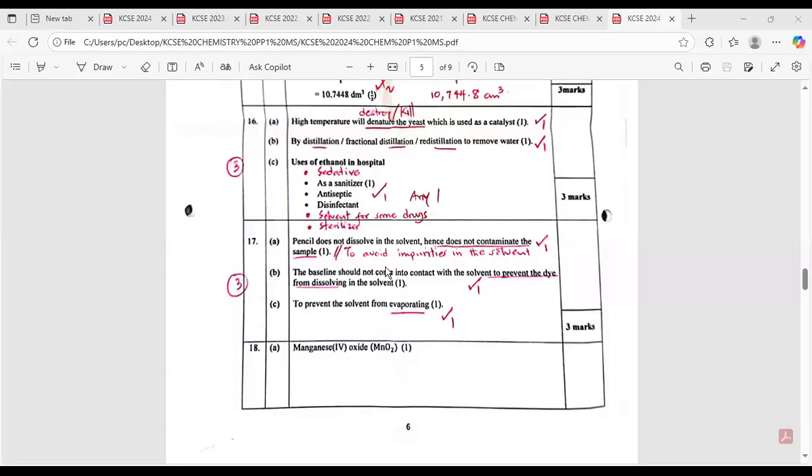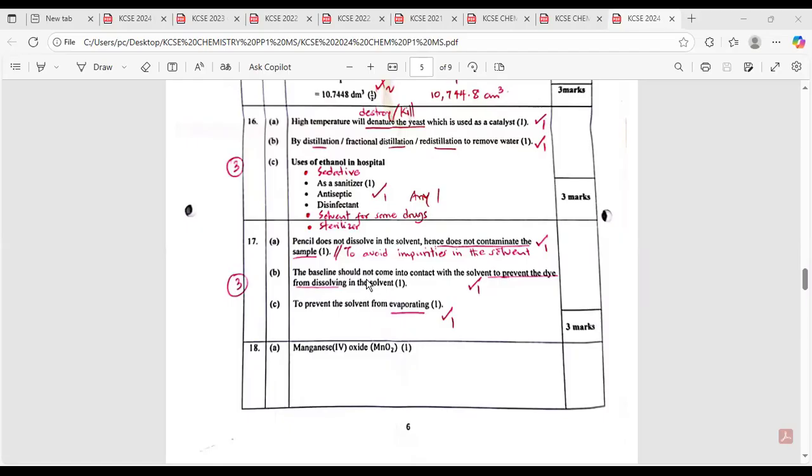Okay, you can see now they are testing not just on the scale we are used to, where you are asked to identify the baseline or circle the one which is impure. Last year they tested how we do the process. And just as we have been told, the reason why we should use a pencil is that the pencil does not dissolve in the solvent. Therefore, it will not contaminate the sample, or to avoid impurities in the solvent. That is the first reason.